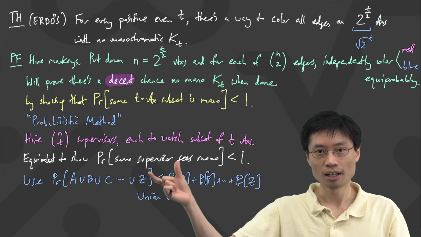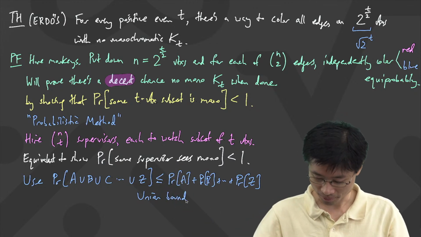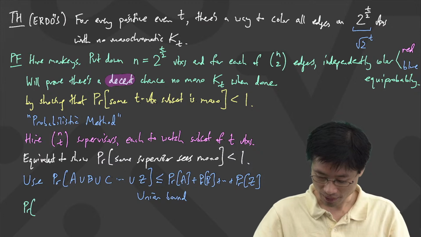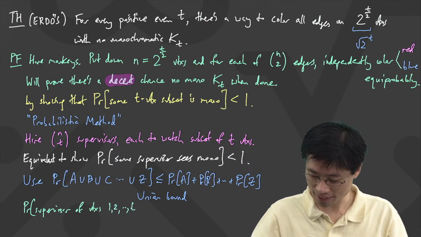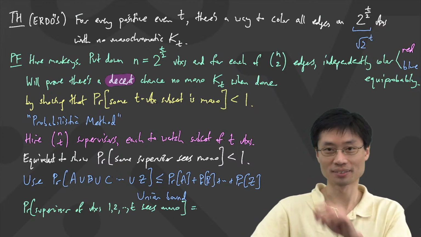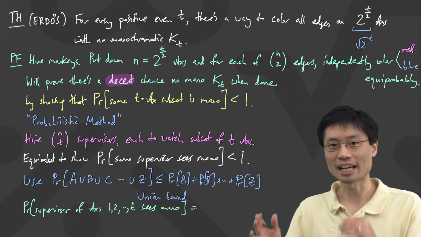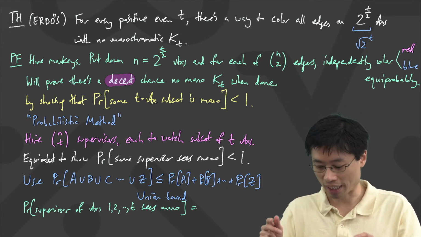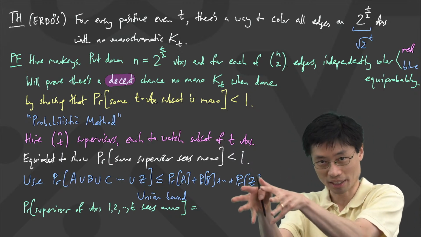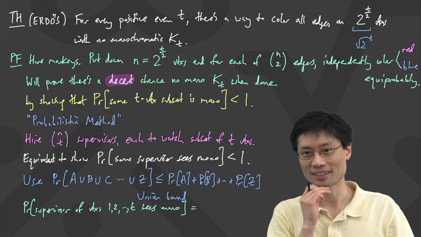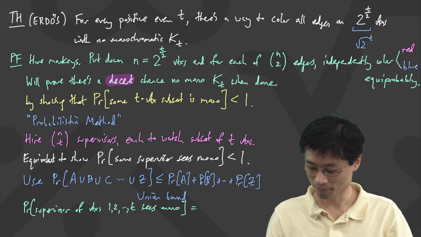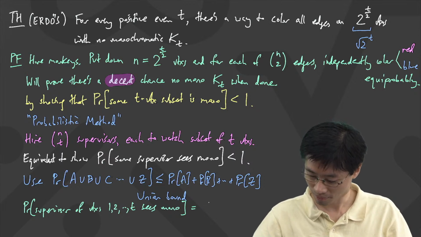So now let's see. What's each of them individually? The probability that the supervisor of vertices, let's give them numbers, 1, 2, up until t, sees mono. What is this exactly? We can write a formula. What is exactly the probability that the supervisor in charge of these particular t vertices sees that all the edges are the same color? That's equal to something. Advait, you had the idea. Is it 1 over 2 to the t minus 1?